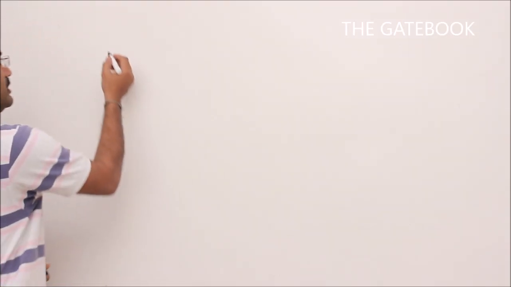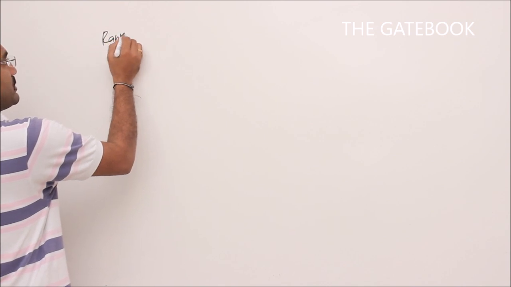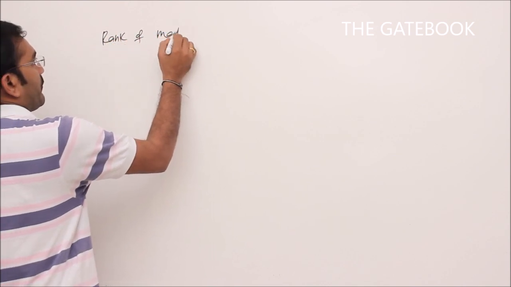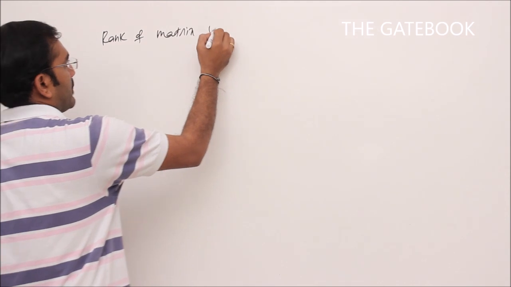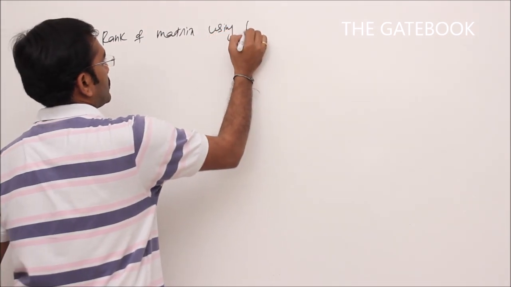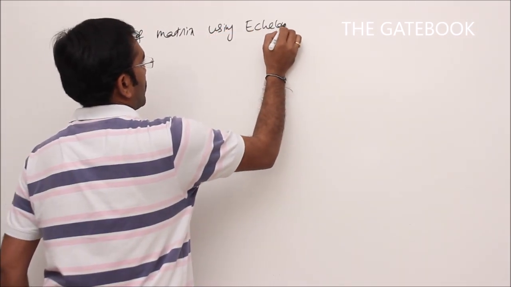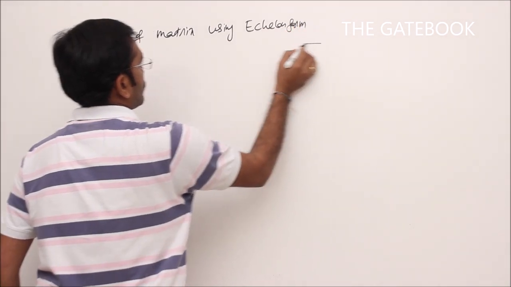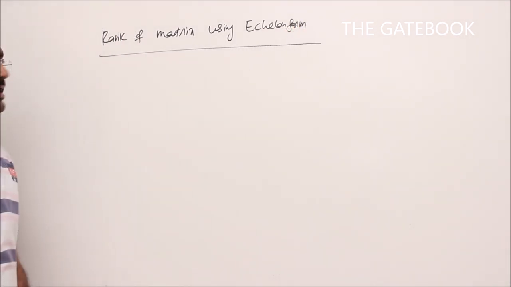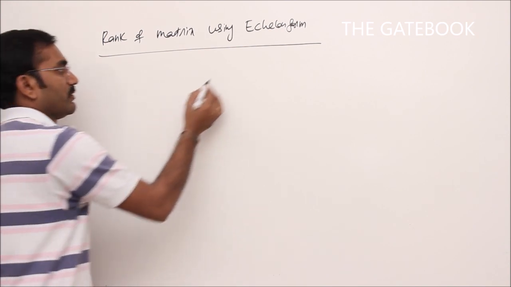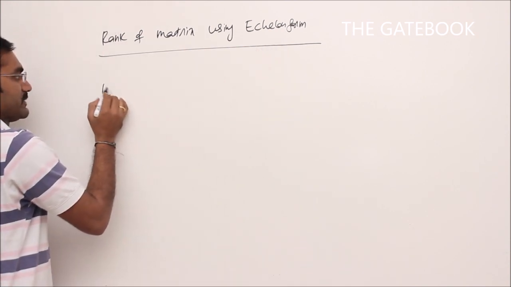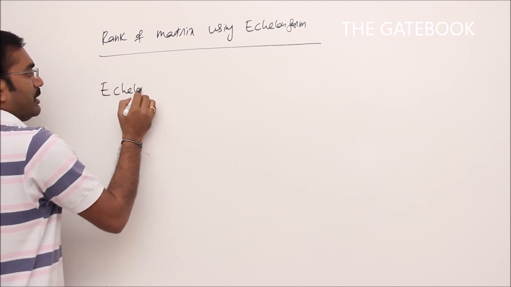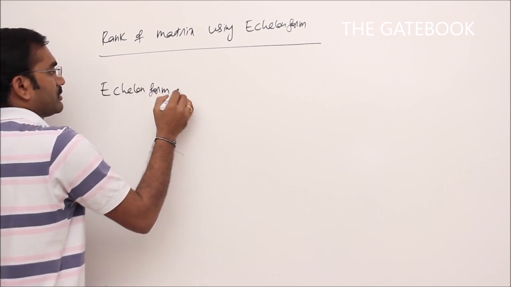Next, finding rank of a matrix using echelon form. So now here, what is meant by echelon form of a matrix? First, echelon form of a matrix.